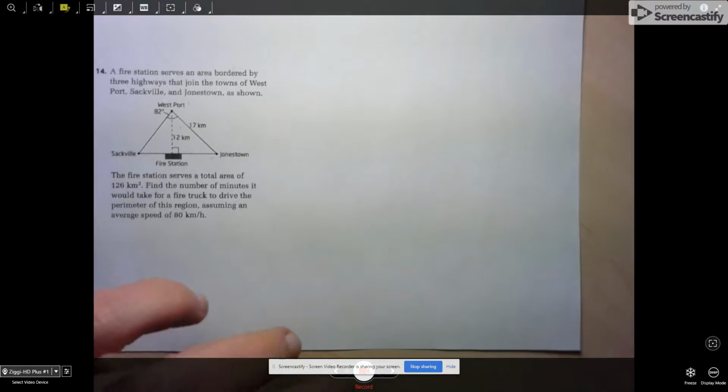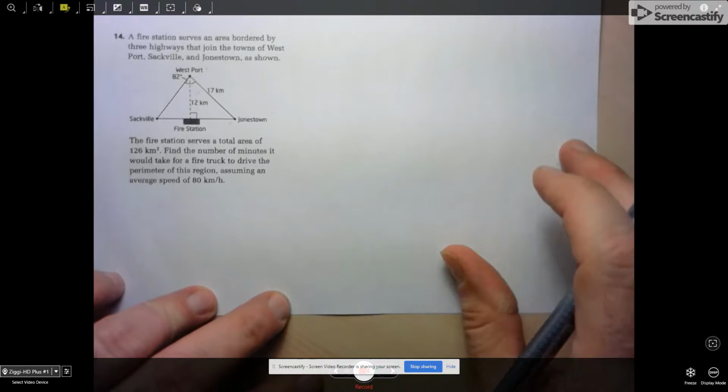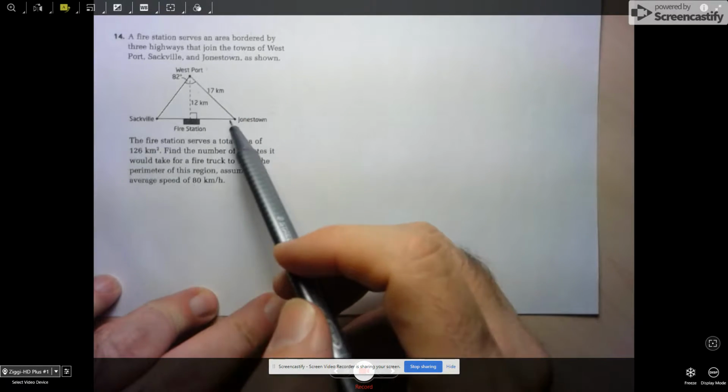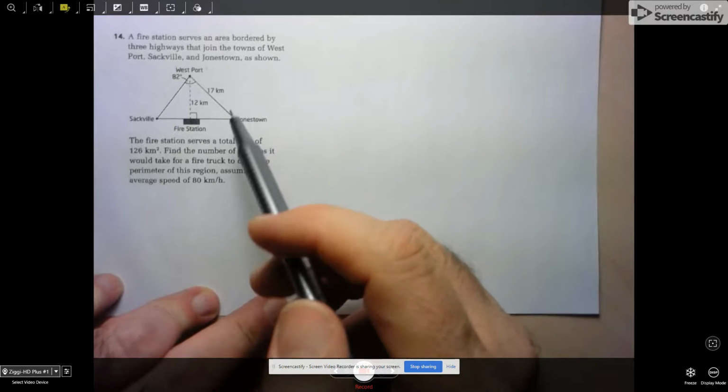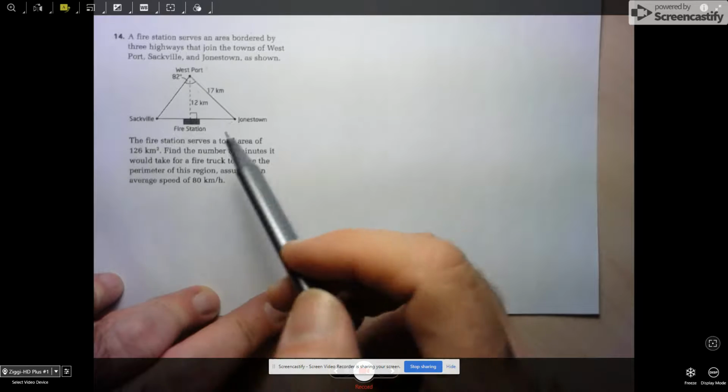Hi folks, we're going to take a look at page 433, number 14. Here they've got a fire station which serves an area bordered by these three highways, forming that triangle. It tells us that the fire station serves a total area of 126 kilometers squared.